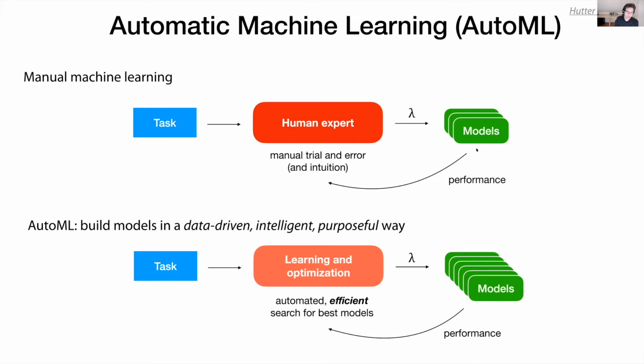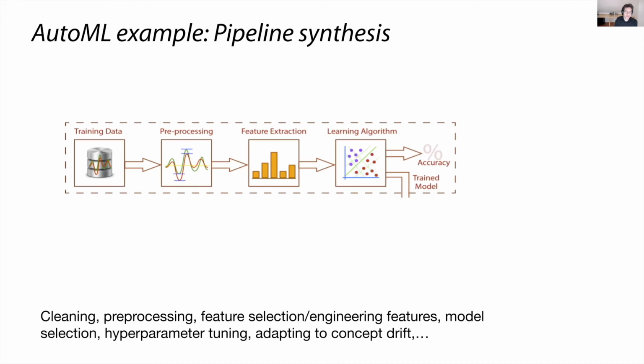And AutoML wants to automate this in a data-driven, intelligent, and purposeful way using learning and optimization. So for example, one very typical scenario is that you have to build a machine learning pipeline. You're given some input data, and then you have to preprocess it. You have to extract features. You have to choose learning algorithms. You have to impute missing values and so on. So all these steps, you need to decide how to do them. On top of that, all of these steps also have their own hyperparameters. For instance, you can have 100 different ways to do feature selection or feature extraction. And yeah, you need to decide how to do that exactly.